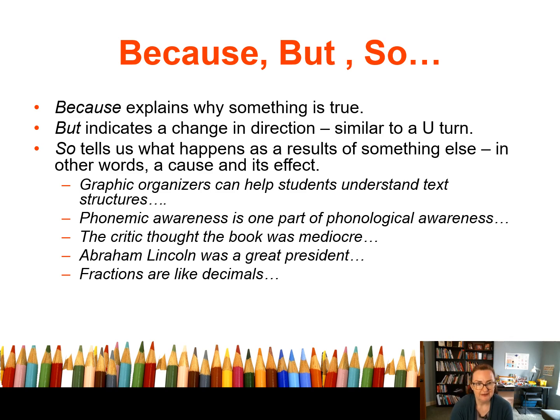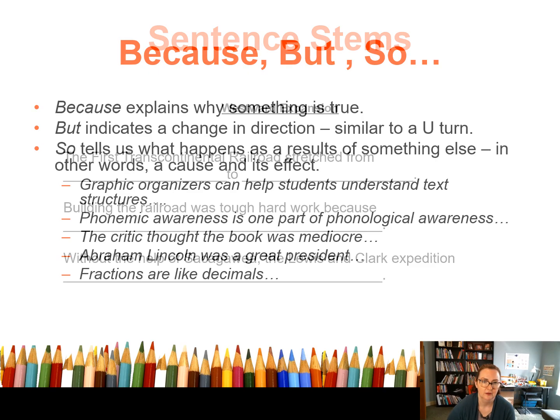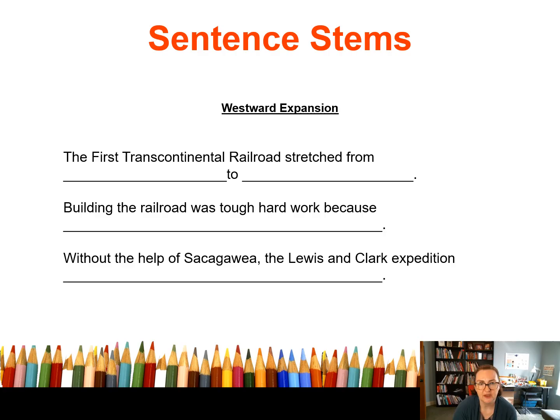So make sure that you take your time to teach your students how to use the graphic organizers and understand different text structures. It makes them think about a topic, a concept, an idea more deeply. Some examples from history. If you're thinking about westward expansion, the first transcontinental railroad stretched from blank to blank. Building the railroad was tough, hard work because blank. Without the help of Sacagawea, the Lewis and Clark expedition blank. So they have to understand the content and material in order to be successful.